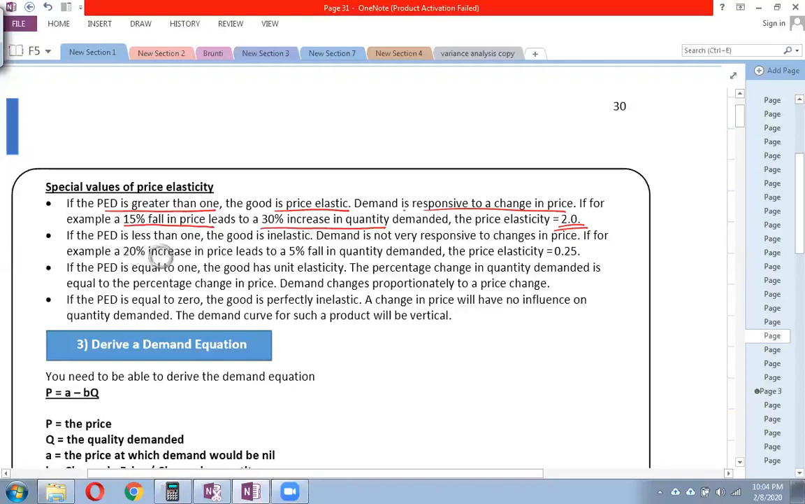If price elasticity of demand is less than 1, it means it is inelastic. Demand is not going to be responsive to the price, or not that much. If, for example, a 20% increase in the price will lead to a 5% fall in the quantity demanded, so if you increase the price, demand will be reduced, but not that much. So the price elasticity of demand is 0.25.